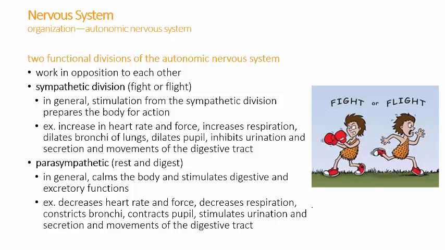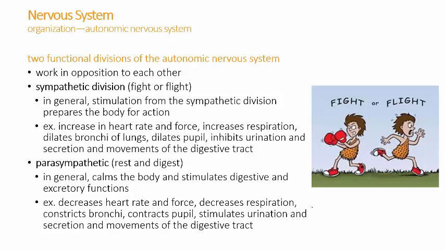Parasympathetic division of the autonomic nervous system, it does the opposite of the sympathetic division. And sometimes it's referred to as the rest and digest system. So if we were to look for generalities, we would see that parasympathetic control and stimulation will calm the body and stimulate the digestive and excretory functions of the body. So that's why we talk about it as rest and digest.